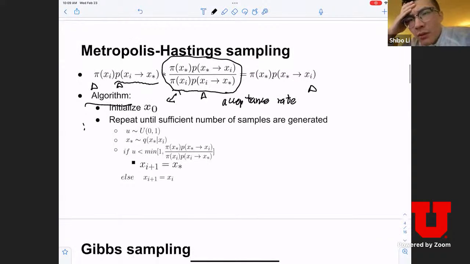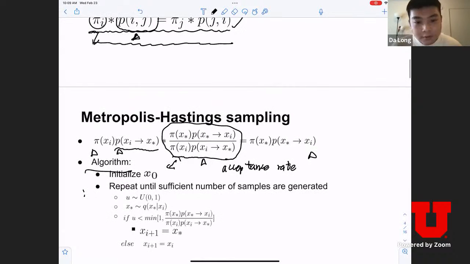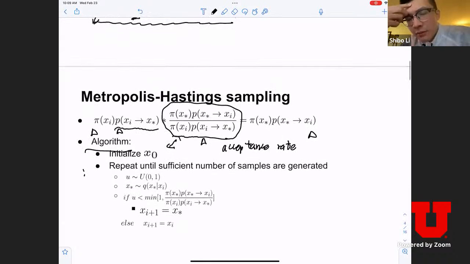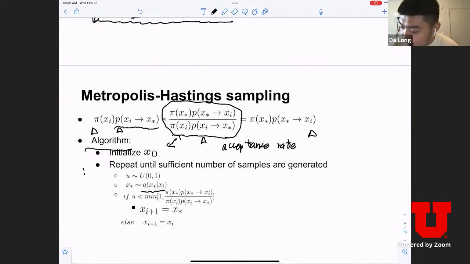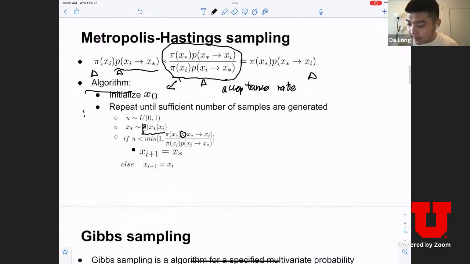What is the Q of x star given x_i in the algorithm? Where? In the second line of the algorithm. Oh, you mean this one? Yeah. Oh, I'm sorry, this is actually the P. It's the proposal distribution, the transition distribution.